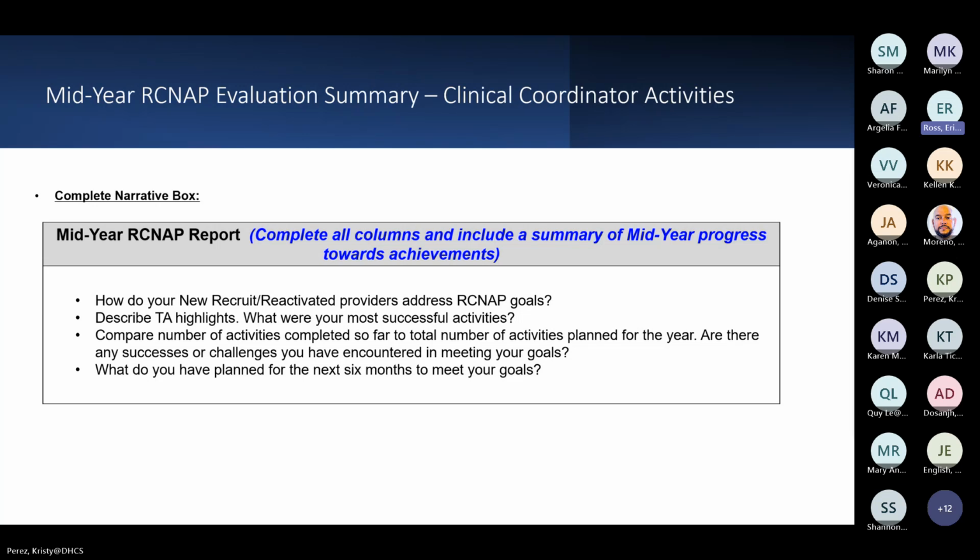Compare the number of activities you've completed so far to the total you planned for the year. Are you on track or ahead or behind? If there are gaps or you feel behind, explain any challenges you have encountered and how you are working to address those challenges. Be sure to highlight any successes you have had in meeting your goals as well. And finally, you can outline your general plan for the next 6 months. And with that, I will hand it back to Juan.